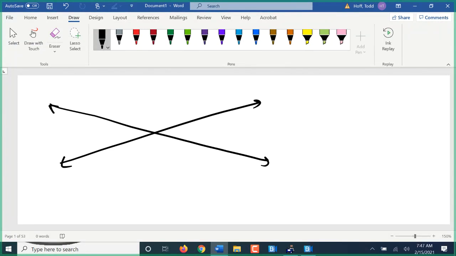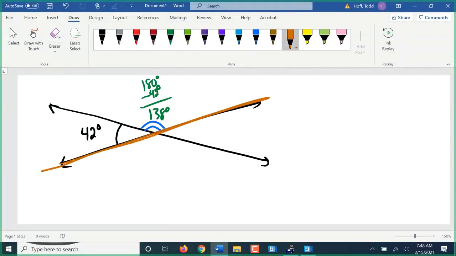But we have two angles that intersect like this, and I tell you that this angle right here is, let's call it 42 degrees. What do I know about this angle here in blue? Perfect. It's 180 minus 42, otherwise known as 138 degrees. And we know that because this is a line across here. Those two angles add up to a line, so they have to add up to 180 degrees. They have to be supplementary.